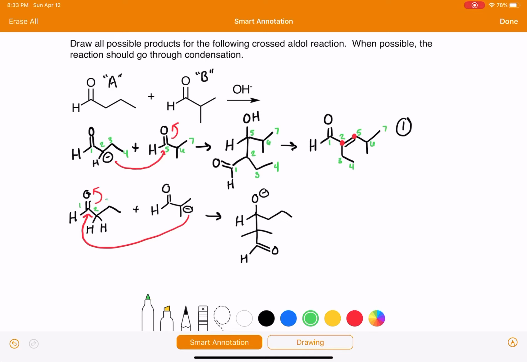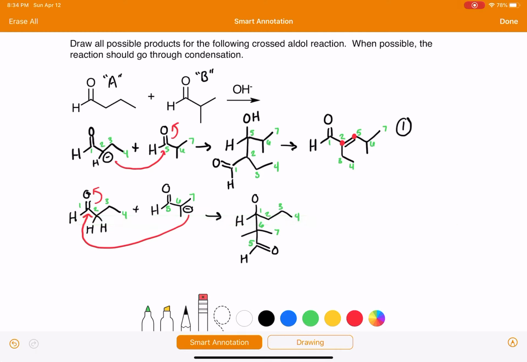1, 2, 3, 4, 1, 2, 3, 4, 5, 6, 7. No, that's not carbon number 5. I have made a numbering error. 5, third time is a charm. 6, 7, there we go.